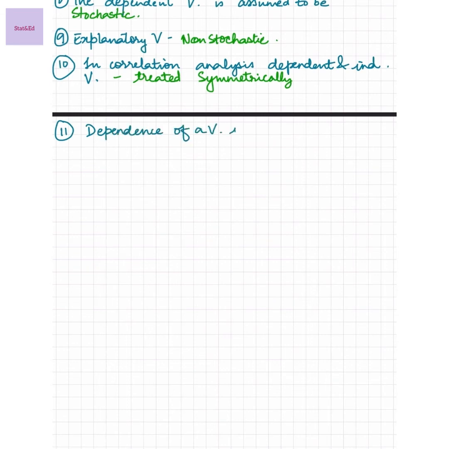Question number 11th. Studying the dependence of a variable on only a single explanatory variable is known as two-variable regression analysis. Why two? Because we have one variable as y, which is stochastic, and another as x, which is fixed.